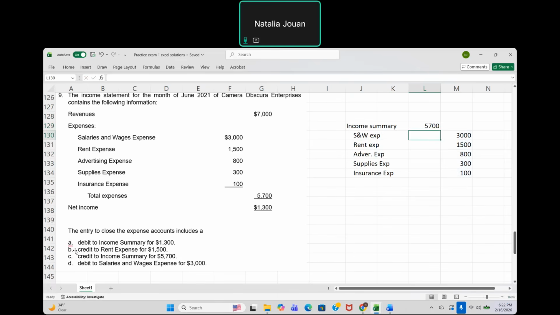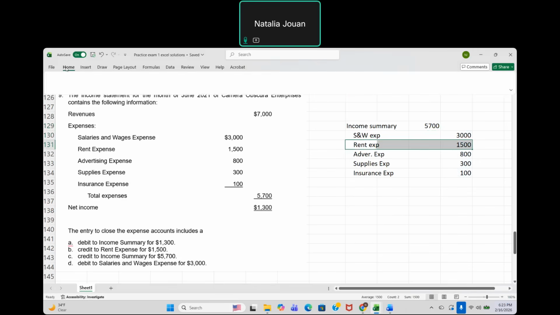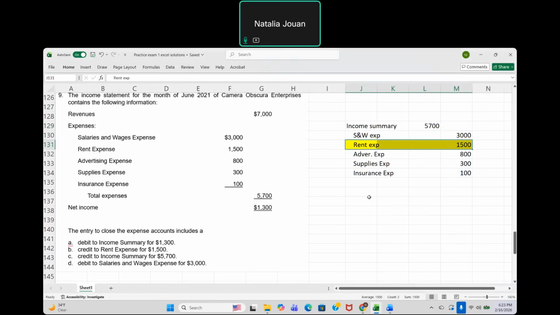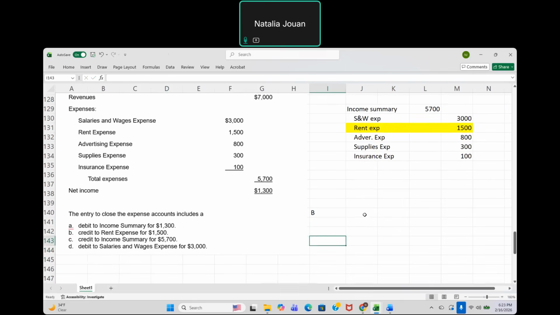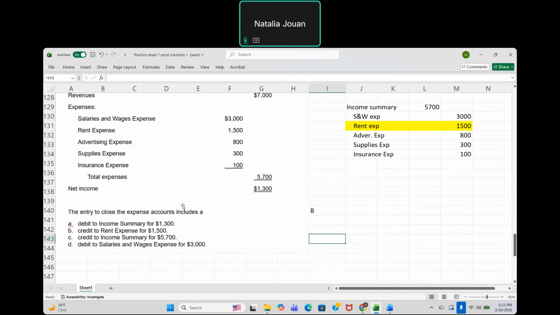A is wrong. Do we credit 1,500 to rent expense? Yes, we do. That is the correct answer. Right there, boom. That's your correct answer, B. Credit income summary? No, we're debiting the income summary. Debit the expense, salaries and wages expense? No, we're crediting the expenses. So the only good answer here is B. Remember, the word includes does not mean the entire entry. What's included in the entry? Rent expense.